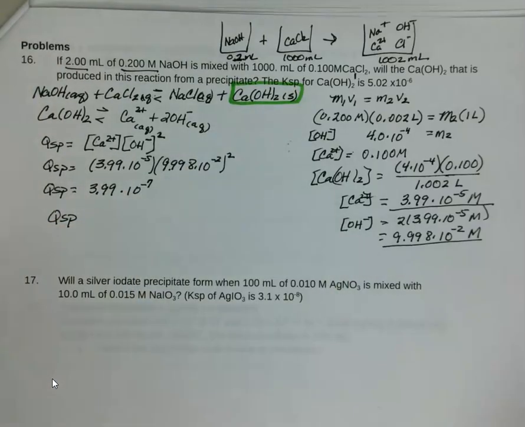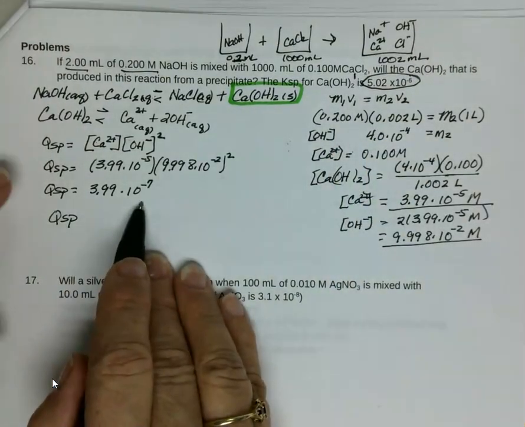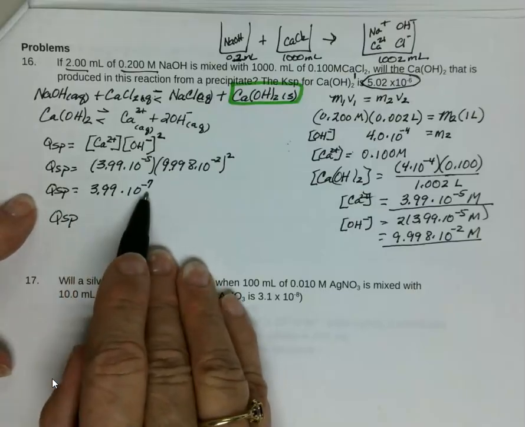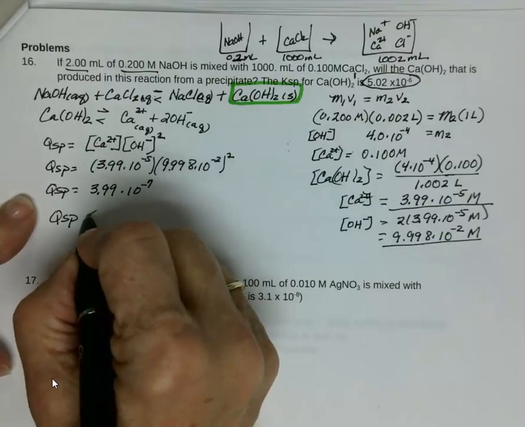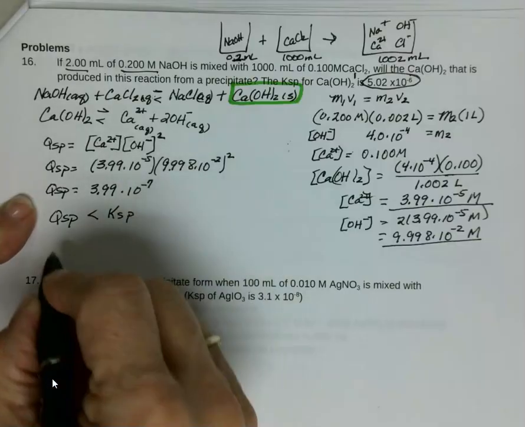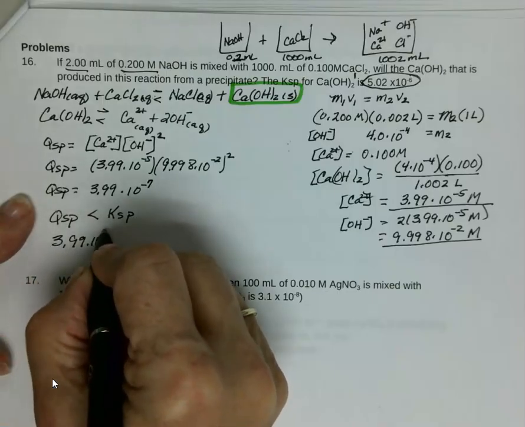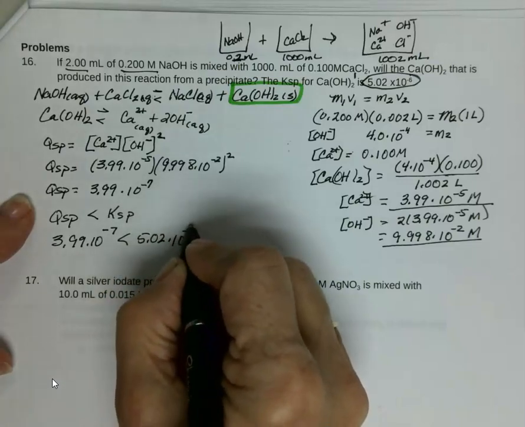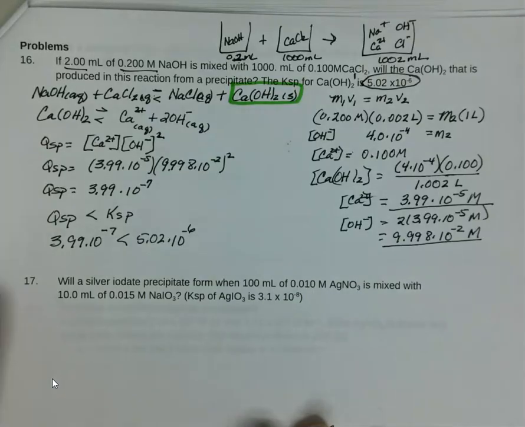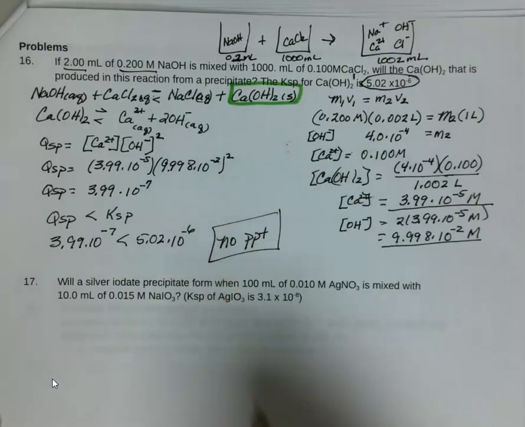So now what we're going to do is we are going to compare our K value to this value. And since this is negative 7, that's a negative 6. That means that my QSP is less than my KSP. And again, I like writing down my numbers also to show that, because I know that number is less than this number. And remember, if your QSP is less than your KSP, you will have no precipitate formed, which is my final answer.